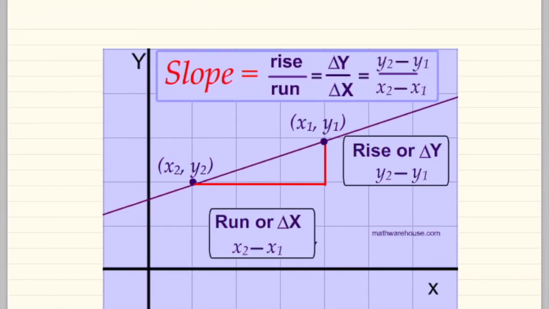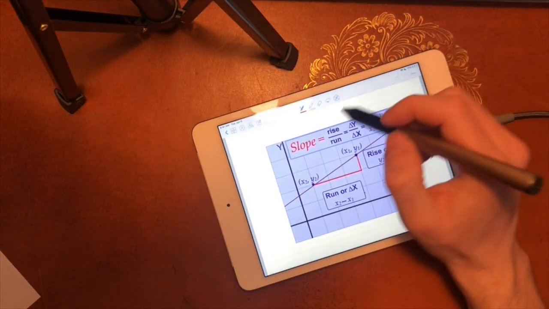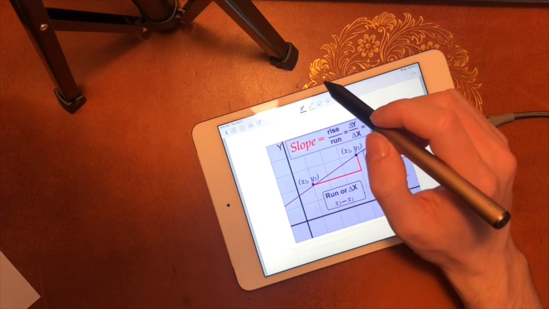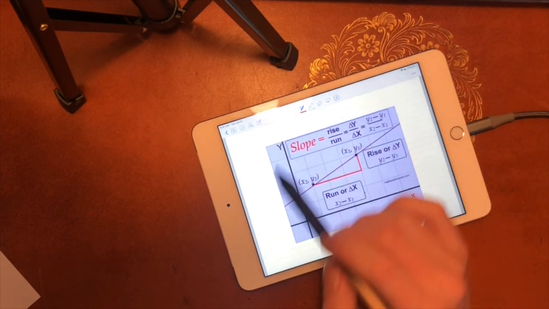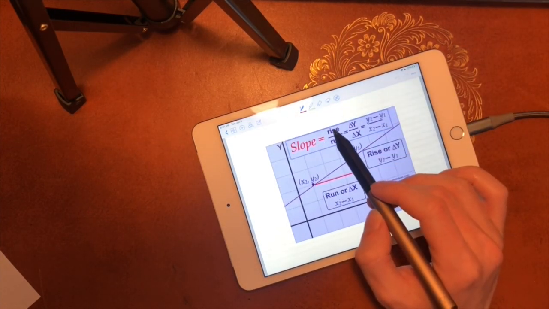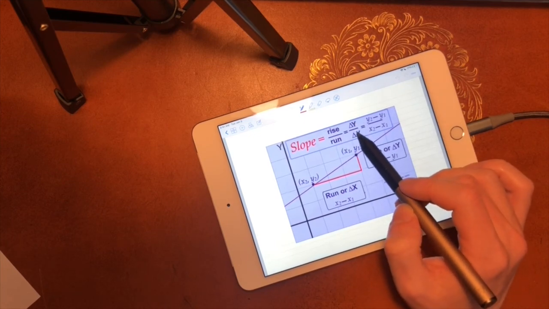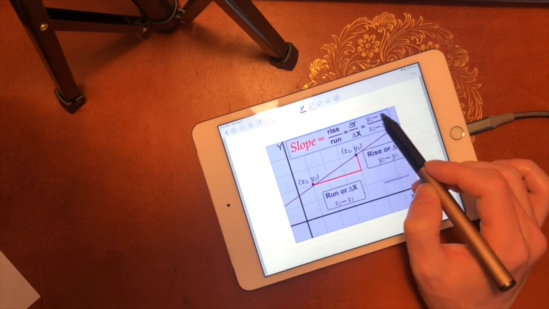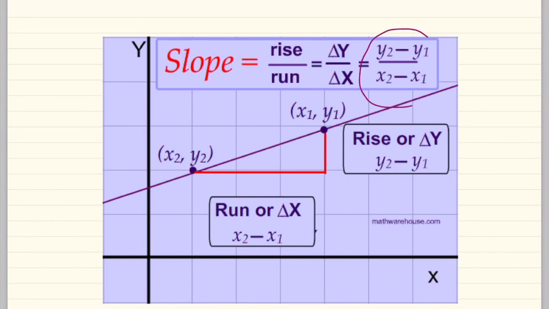All right, this summarizes what we've just looked at. If you want to copy this down, or if you already know this, then here's a refresher. So our slope here, rise over run, the same as change in y over change in x, which we know as this formula, (y2 minus y1) over (x2 minus x1). And so what we're really doing here is dividing the change in y by the change in x.